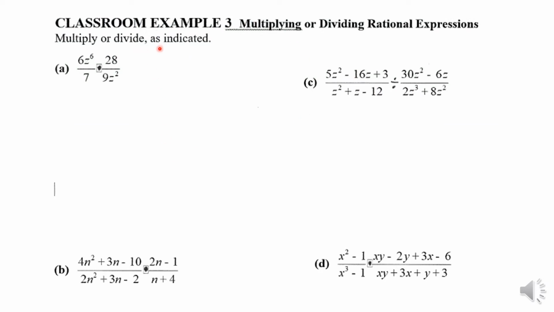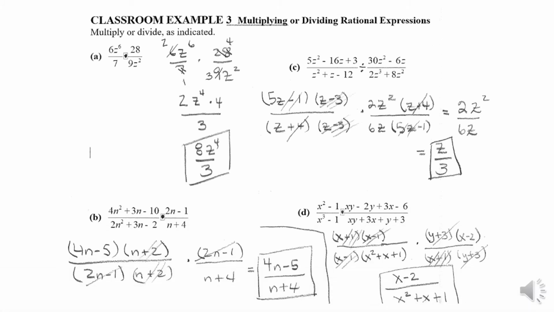So here we're to divide or multiply as indicated. This is a multiplication, multiplication, multiplication, and this is a division. And you always put your answer in lowest terms. And these are the answers that you should have gotten. Notice up here we did invert after we factored things and we canceled common factors. Ask questions if you don't understand some of these things.